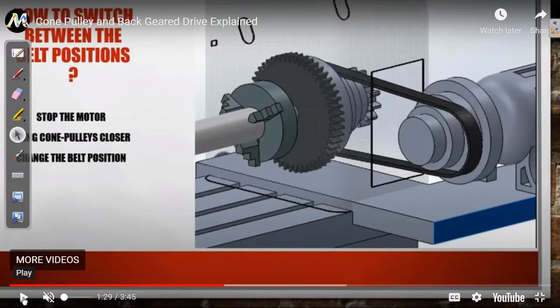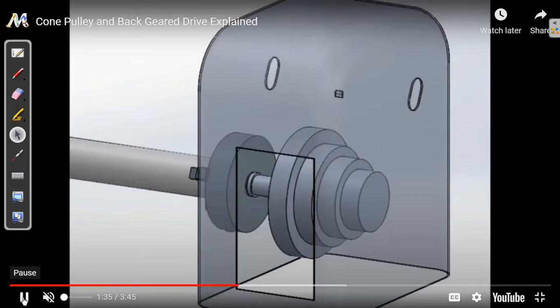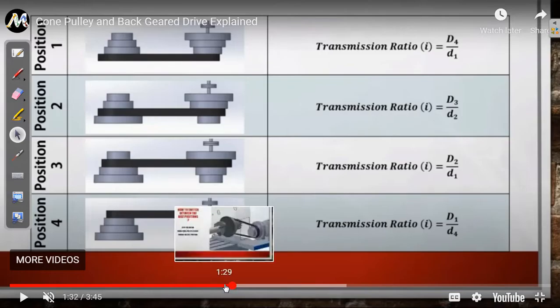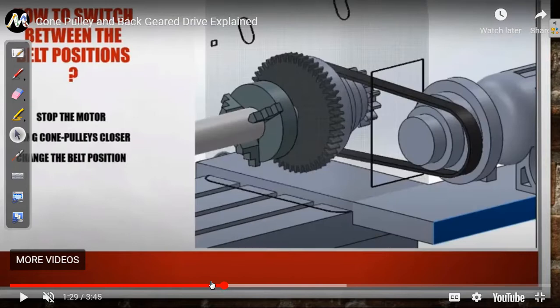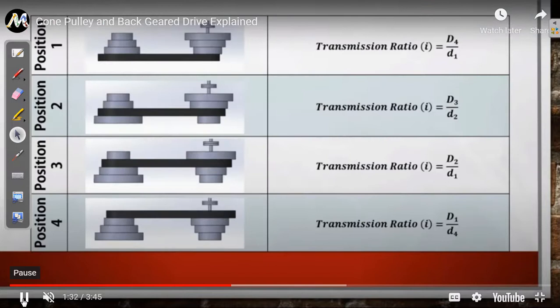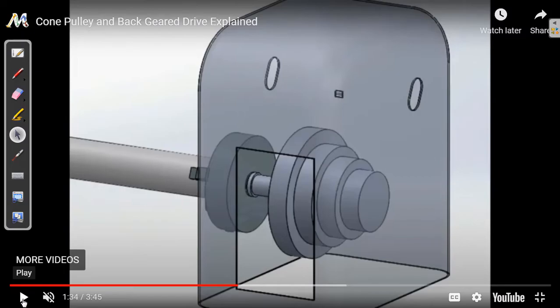Here you can see there is an arrangement by which you can change the center distance between the pulleys so that you can change the belt whenever it is required. But these 4 speeds might not be enough. We require more speeds. We want to reduce the speeds further.